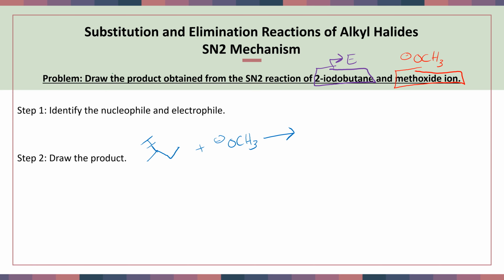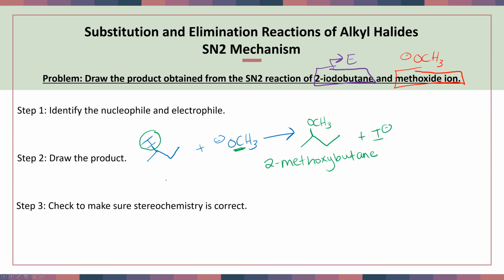Now to draw the product, we have to recognize that this iodine is going to be replaced with the methoxide. That's all that's happening. And so this is our final product. Final answer is going to be 2-methoxybutane. We also have a side product of iodide, but again, it's inorganic, and so we're only focusing on the organic compounds.